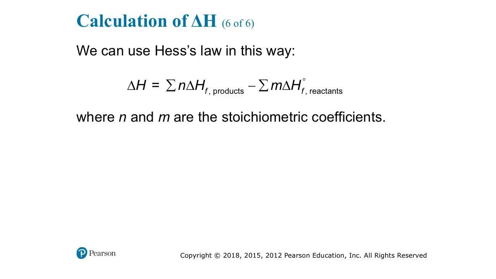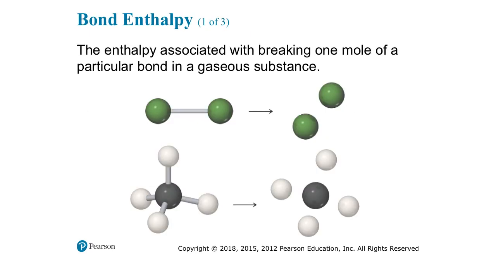So then basically for delta H, we're just using Hess's Law. N and M are stoichiometric factors, so you have to factor in the stoichiometry of the reaction to keep Hess's Law functioning in the proper way. Then we were talking about bond enthalpy.